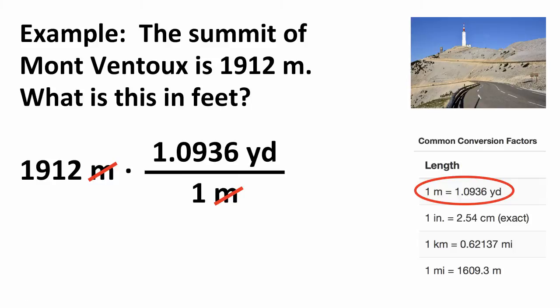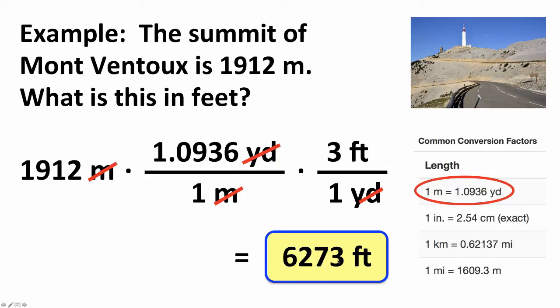But we want it in feet, so now we have to do another conversion factor to convert from yards into feet. And of course, you should know that 1 yard is the same as 3 feet. So there's our conversion factor, putting yards in the denominator to cancel out the yards in the numerator of the previous calculation. So yards cancel. And now we're going to multiply 1912 by 1.0936 and then by 3. And we get 6,273. And notice all our units except feet canceled, and feet was what we wanted, so we're done.